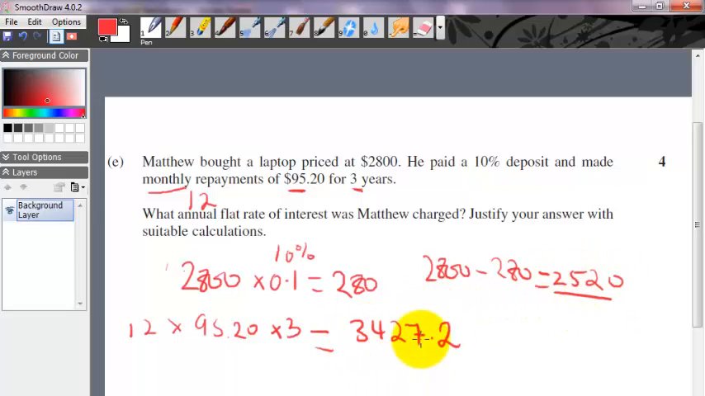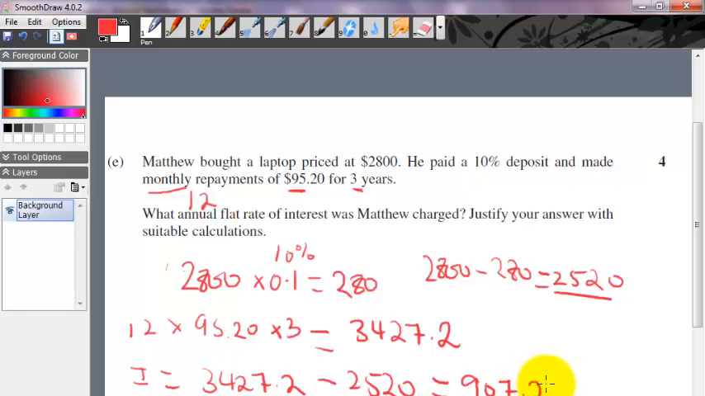How much was he meant to be paying? 2,520. But obviously he's paid more because of interest, right? You understand that? How much you repay back must be greater than how much you were actually meant to pay back. Okay, so you can work out the interest now. So the interest is easy to calculate. It's 3,427.2 take away 2,520. We get interest, so how much is actually paid back? How much extra he has to pay on top of his initial investment is $907.20.